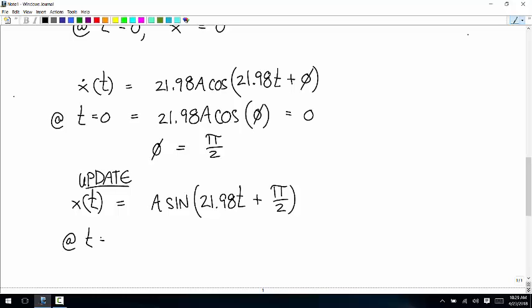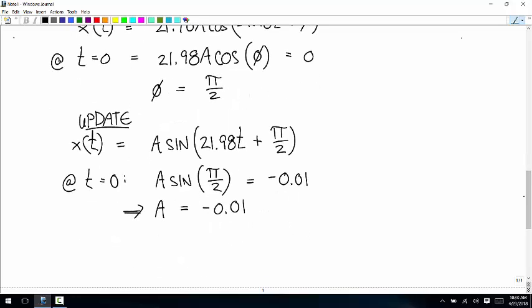And so at t equals 0, we have that A times the sine of pi over 2 is equal to negative 0.01. So A is equal to negative 0.01. And so our final answer for x as a function of time is negative 0.01 times the sine of the quantity 21.98 t plus pi over 2.